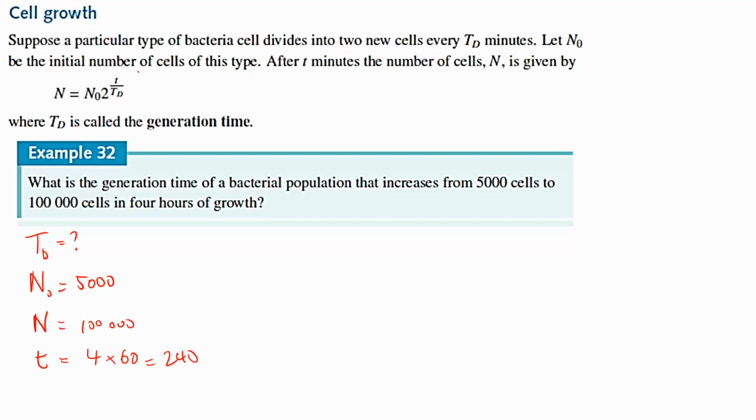240 minutes there. So, answering the question, N equals N naught multiplied by 2 to the power of T over TD. We now know it's 100,000 equals N naught, which is 5,000, times 2 to the power of 240 over TD.